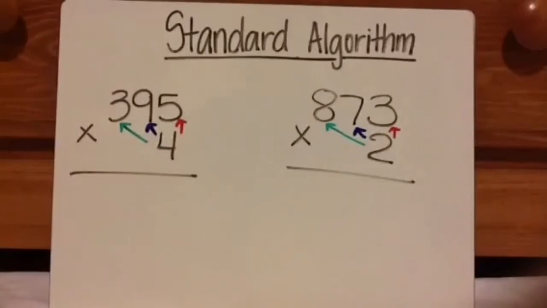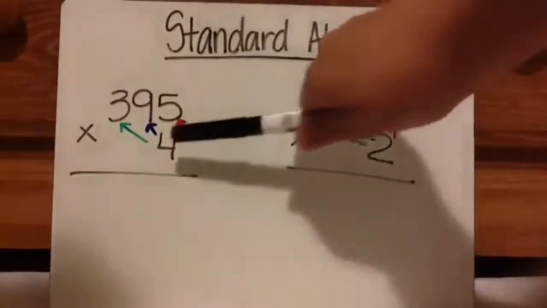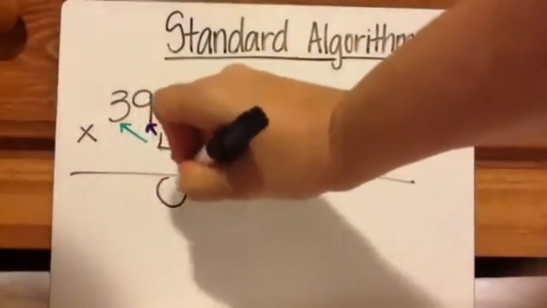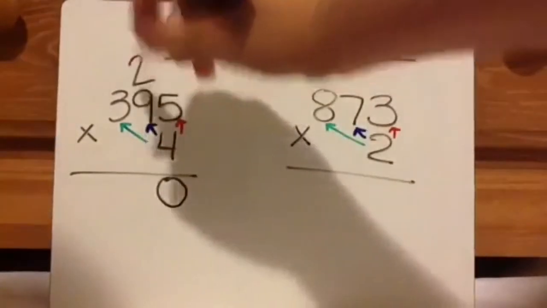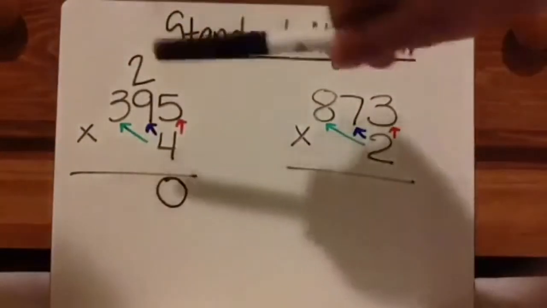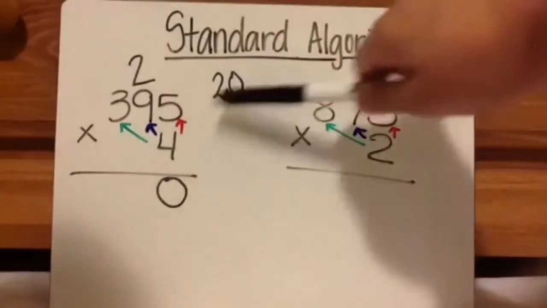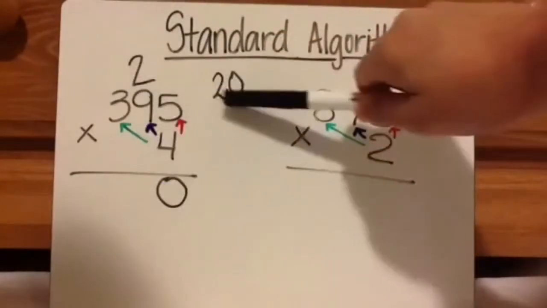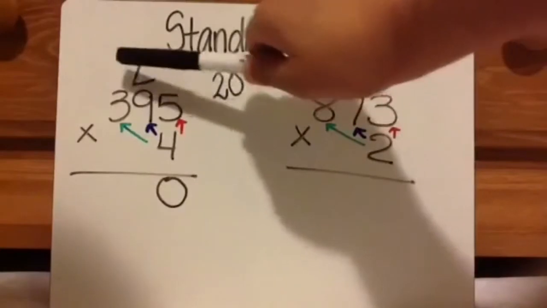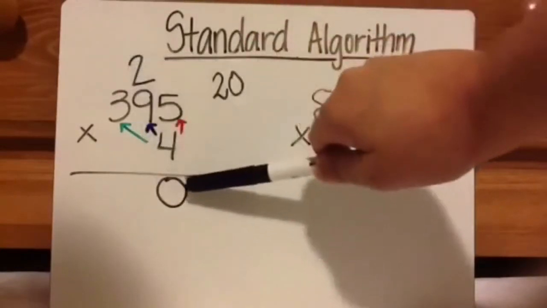Okay, let's look at two more. Step 1, 4 times 5 is 20. Put the 0 down, carry the 2. Now before I go on, I just wanted to clarify that if your answer is 20, that 1's place stays down here and that 10's place stays up here. So it's like you're seeing 20 like that.